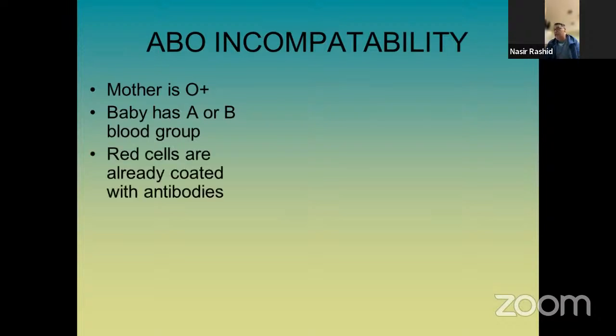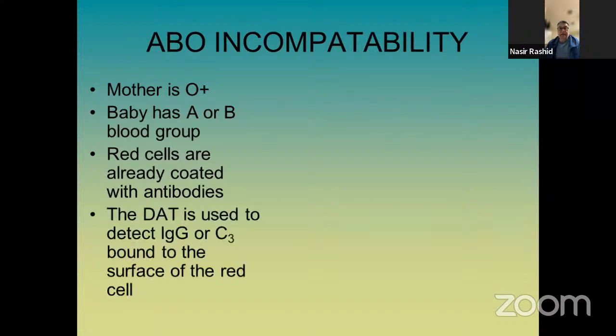So the mother is usually O positive in an ABO incompatibility. Baby is either A positive or B positive, and we are only talking about the ABO incompatibility right now. The red blood cells are already coated with antibodies, and when you use the reagent, those red blood cells clump together. The reagent that you use is called the anti-human IgG Coombs reagent.